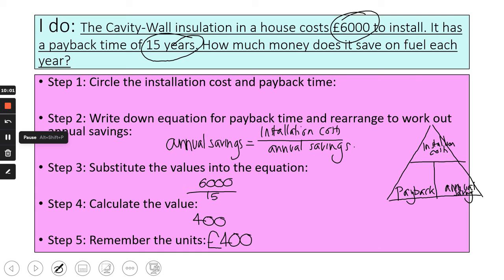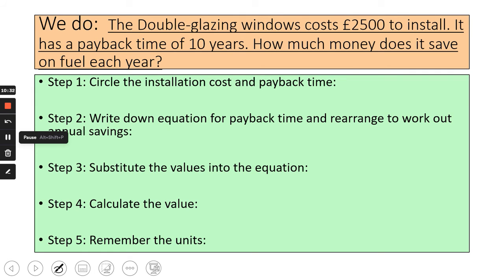If I want to check this, I can put it back into the original equation to see if it works. So payback time, 15, should equal 6,000 over 400. So I'm going to type it into my calculator and see if it works. And it does. So it means we've worked it out correctly. So following the same as before with the we do, pause between each step and write down what you think you would do.